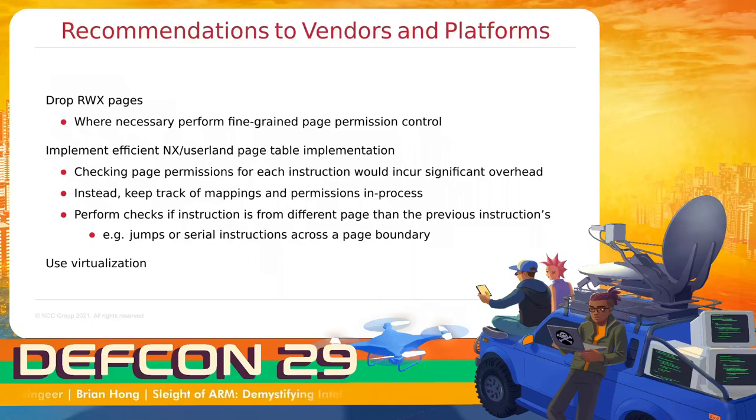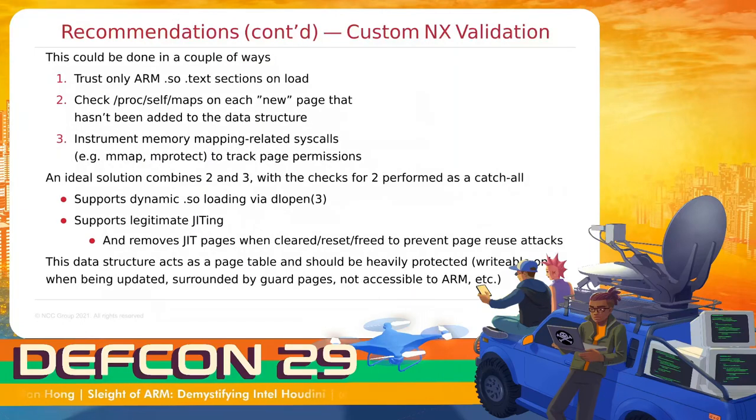But regarding actually implementing the userland page table via software, we could do it in a couple of ways, right? We could only trust the text section of the library on load. The other option is to check the memory map every time a new page is added, and if a new page is added, we add that to the data structure that we keep track of. And third, we could hook the memory mapping related syscalls, and whenever, for example, mmap or mprotect is called with execute permissions, we update our data structure accordingly. So the ideal solution combines the last two, two and three.